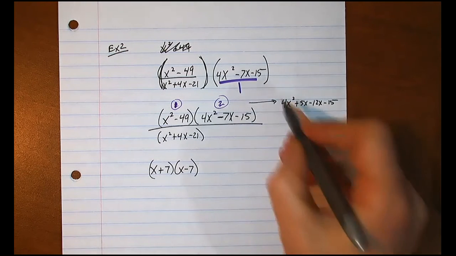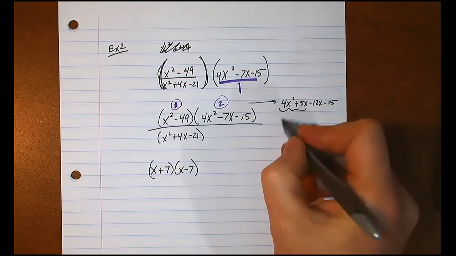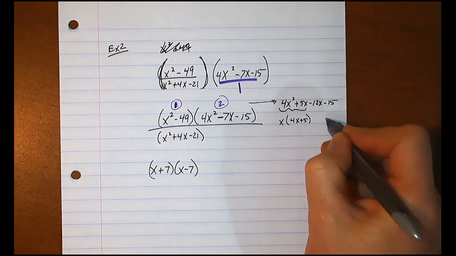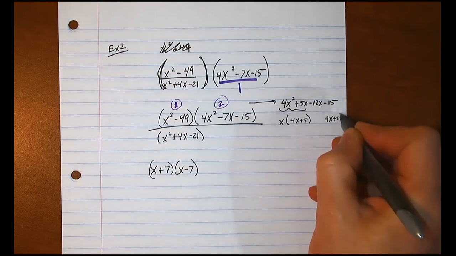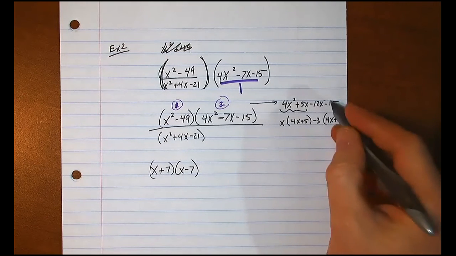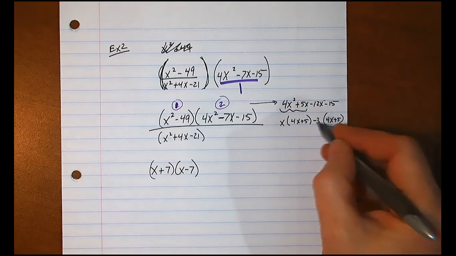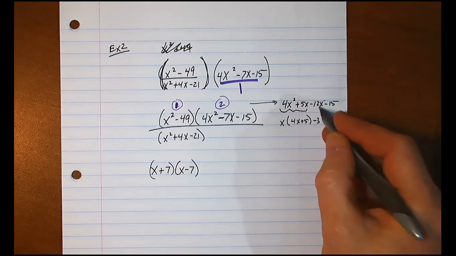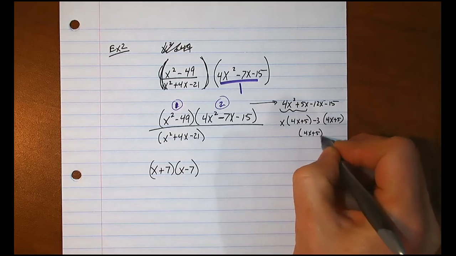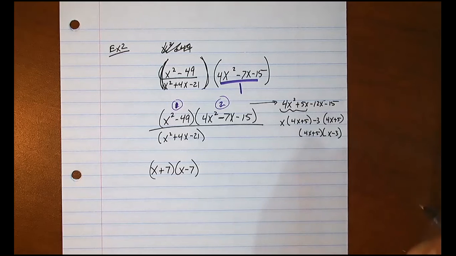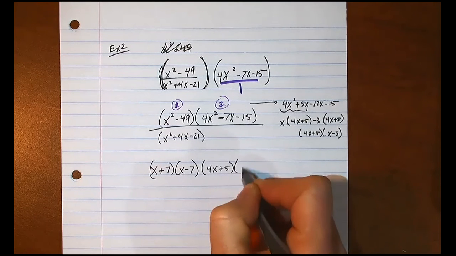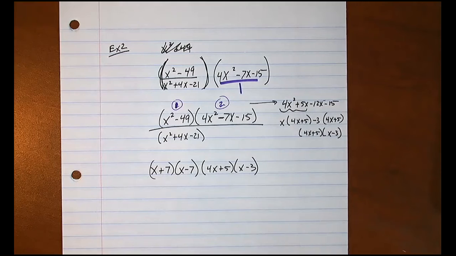So now I can factor my first group. They have an x in common. That means this has to be a 4x plus 5. Dividing, I must have factored out a -3. And yes, that checks. -3 and 5 is -15. -3 and 4 is -12. So I had a 4x plus 5 times an x minus 3 there. So 4x plus 5 times an x minus 3.